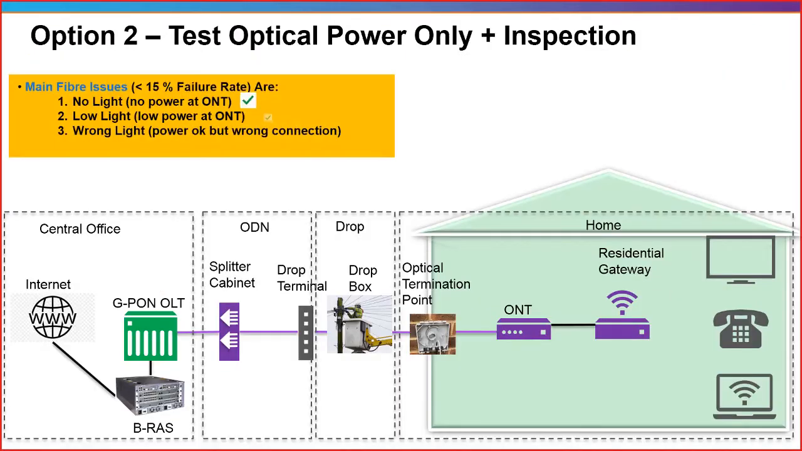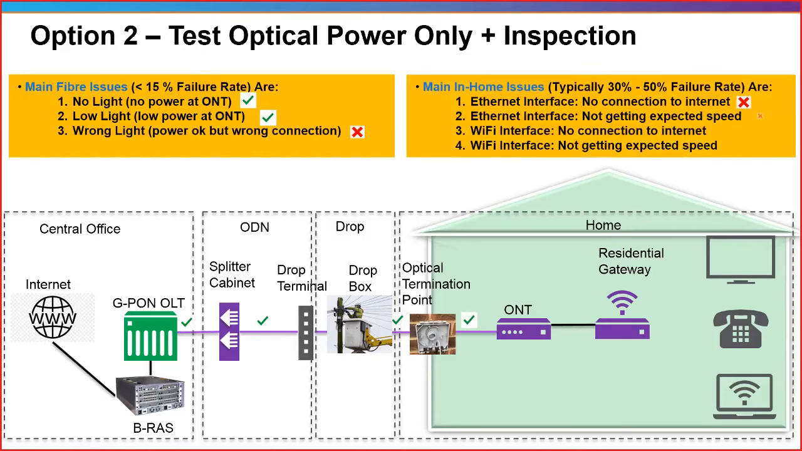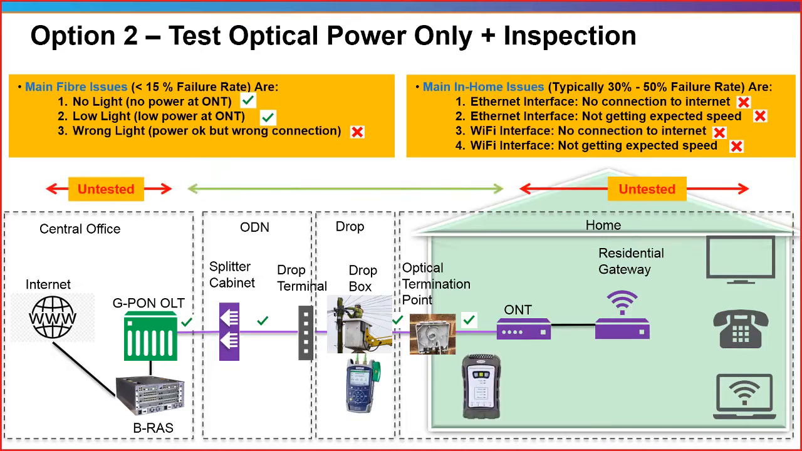So let's get into layering on some testing and what kind of differences that might look like compared to the first option. So here, if we say, let's test optical power only, as well as inspection, now you can see we're starting to get more visibility in the network. So now, we'd be fixing the issue for no light or low light at the ONT because we'd be checking power. And inside the home, however, you can see that's still untested in this scenario.